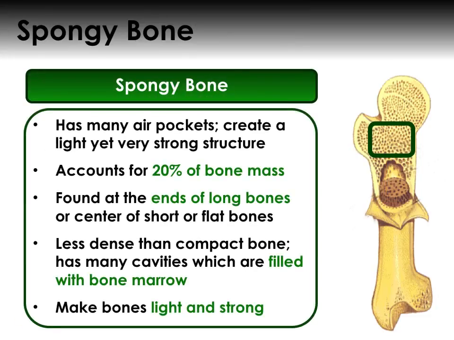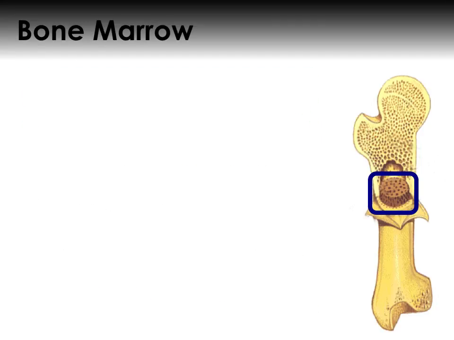Spongy bone has many air pockets that create a very light yet strong structure. It accounts for about 20% of the mass of bone. It's found at the ends of long bones or the centers of short, flat bones. It is less dense than compact bone, and it has a lot of cavities that are filled with bone marrow, and this makes the spongy bone, and bones in general, very light and strong.